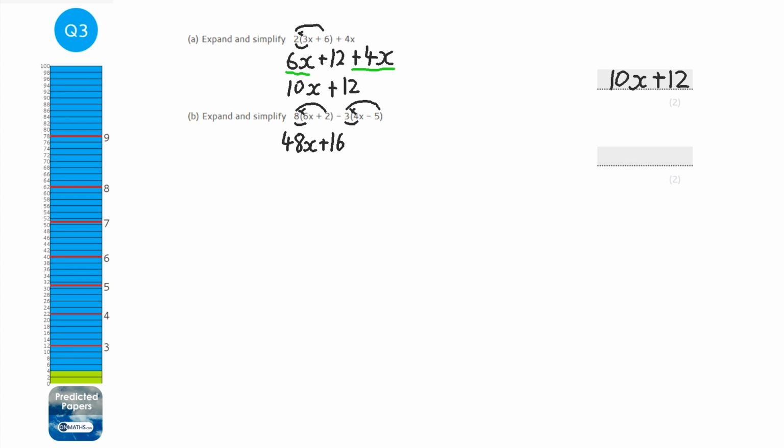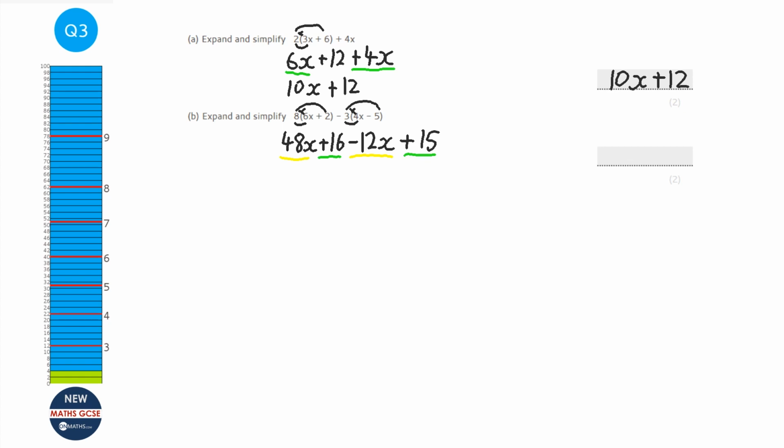The number outside the brackets is not a 3, it's a minus 3. So when we do minus 3 times positive 4x, we're going to get a negative, because a minus times a positive is a negative. Then we do 3 times 4, which is 12, and then we've got the x as well. Now the rainbow is minus 3 times minus 5. Two minuses times together is a plus. 3 times 5 is 15. Then we look for like terms. So we've got the 48x and the minus 12x. And we've got the plus 16 and the plus 15.